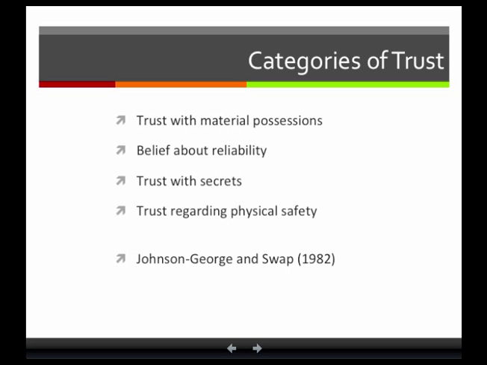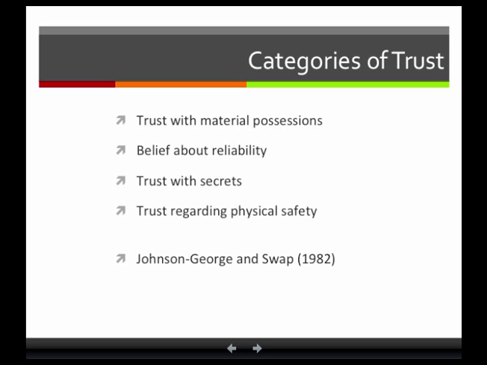And then 4th is trust regarding physical safety. So I'll go out with someone to a bar because I know they're not going to get drunk and punch me or do something else. Now, there's certainly some overlap in these categories, and the discussion board will also have a topic where we can look at some of that and place elements in those overlapping categories.